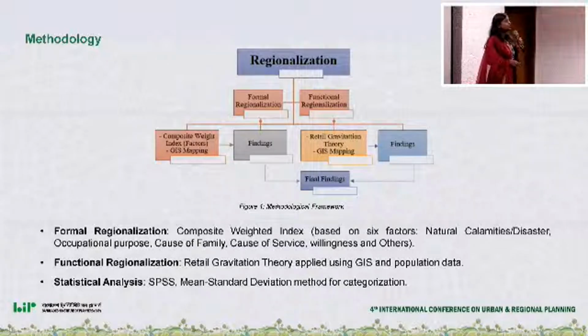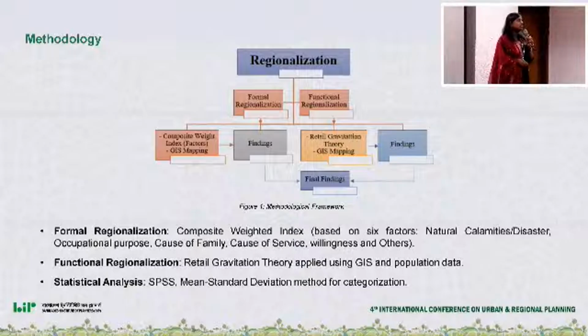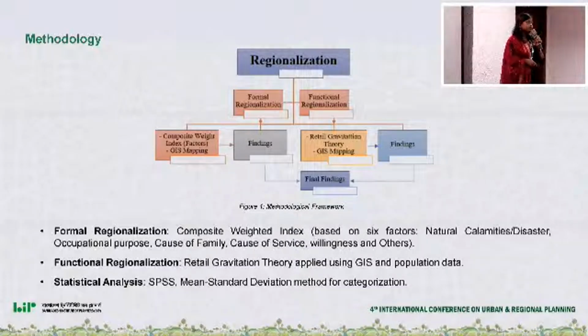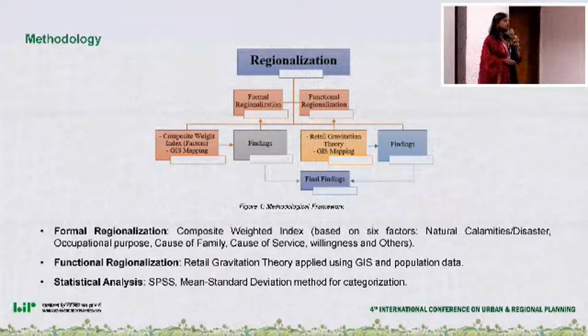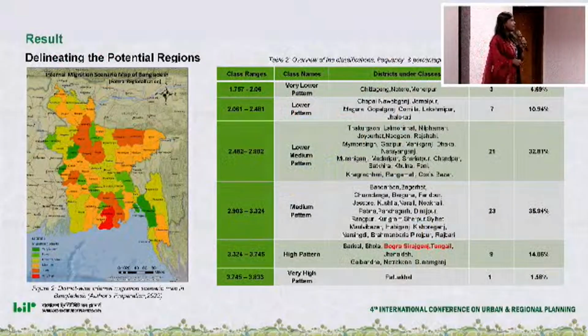The methodology follows. Formal regionalization includes a composite weight index on 6 factors: natural calamities, occupational purpose, cause of family, cause of service, willingness, and others. And for functional, we use retail gravitational theory using GIS and population data.